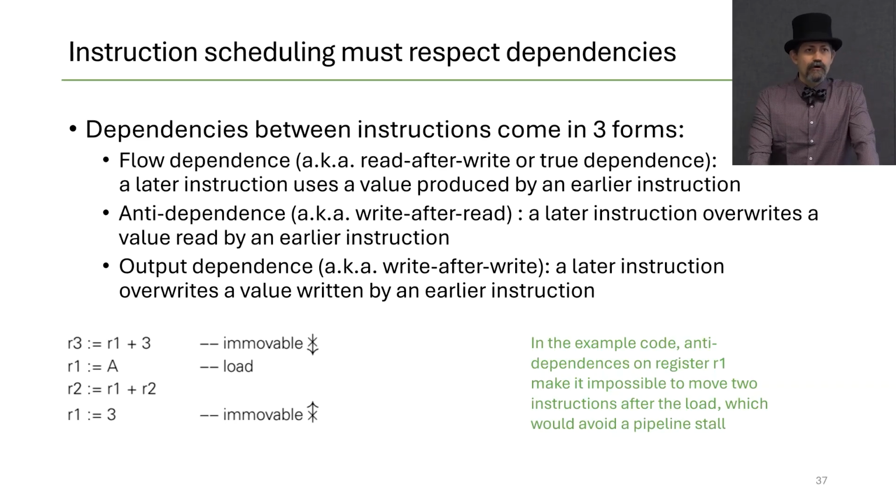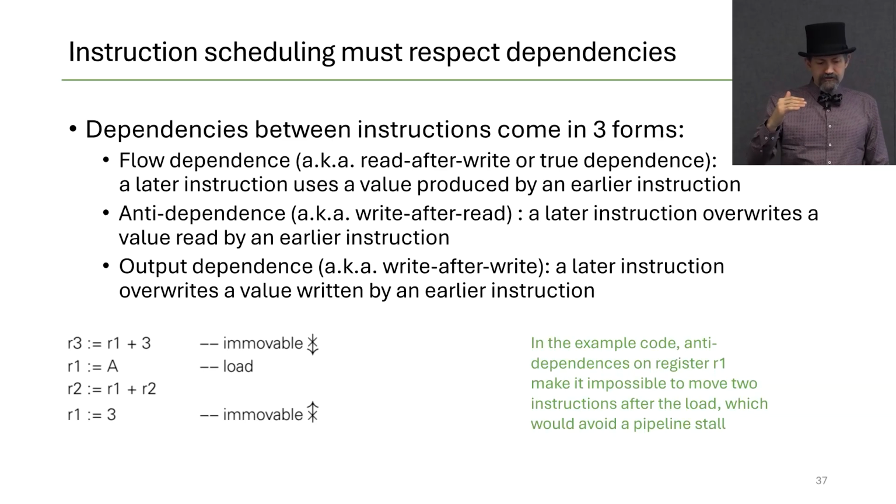An anti-dependence, or a write after read, happens when a later instruction overwrites a value read by an earlier instruction. So we can't move the writing instruction above the reading instruction because then we'll read the wrong value. So for example, in the code here, anti-dependencies on register R1 make it impossible to move two instructions after the load, right?